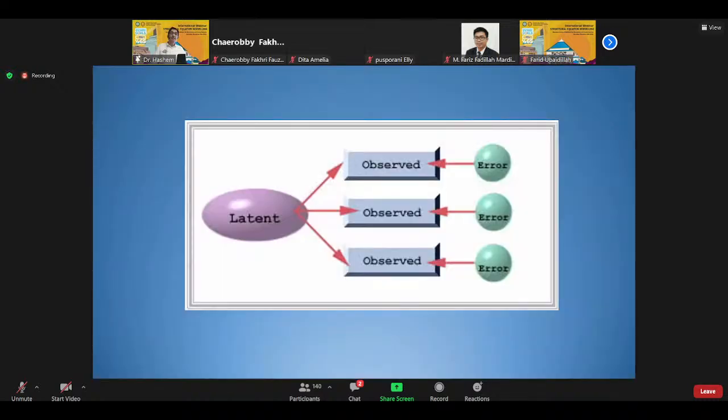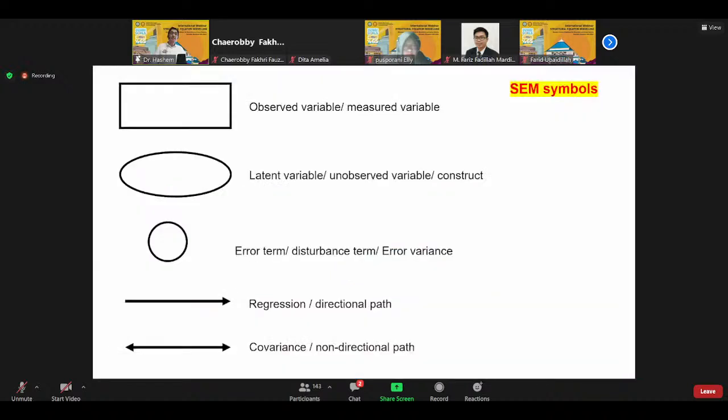This is the main symbol of the relationship between the latent variable and the observed variable. One thing that we have here is the error term, which cannot be found in linear modeling or even the general linear model. We can have it here in SEM, or structural equation modeling.